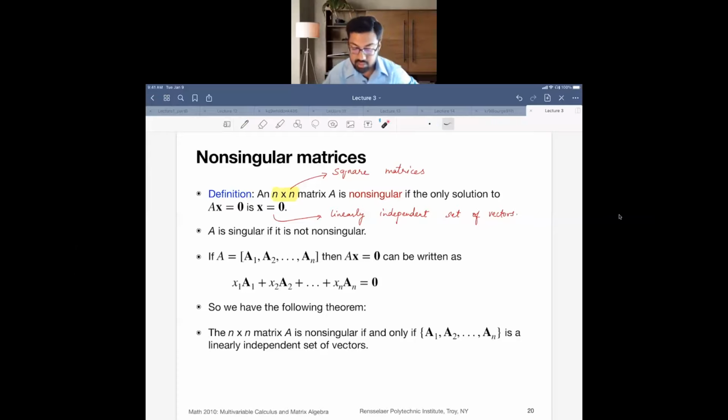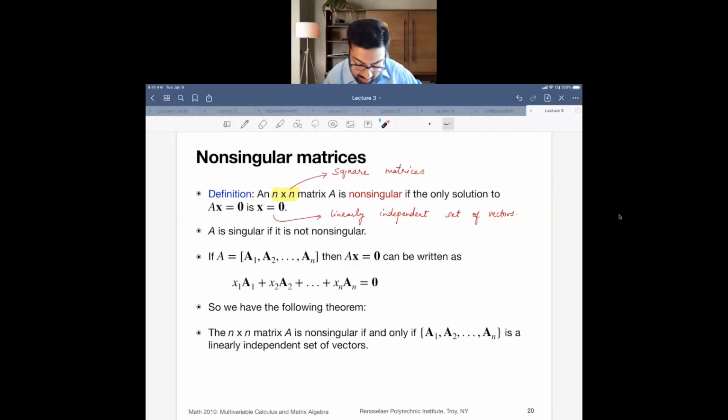Square matrix for which the only solution is the trivial solution. Next, if a matrix is not non-singular, then it is singular. That means that it is going to have vectors that are linearly dependent. Let us say that your A matrix has a bunch of vectors, a1, a2, a3, and so on up to an. It has n vectors. Then the homogeneous system that you're going to try to solve is Ax equals 0.